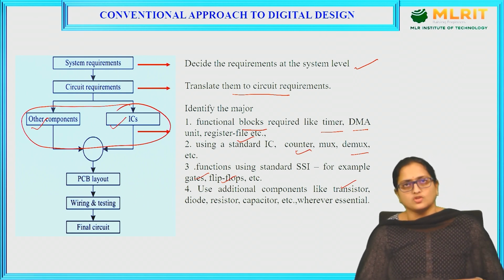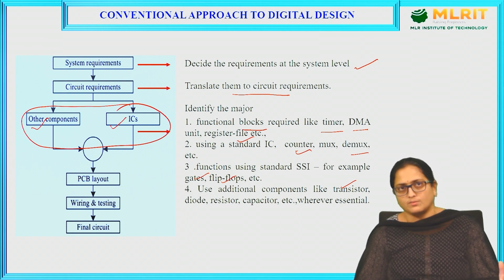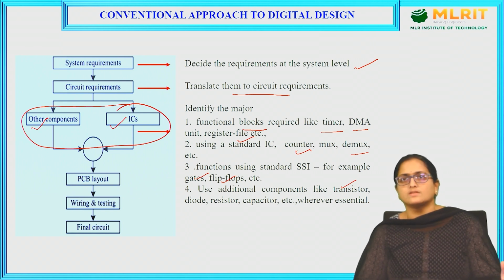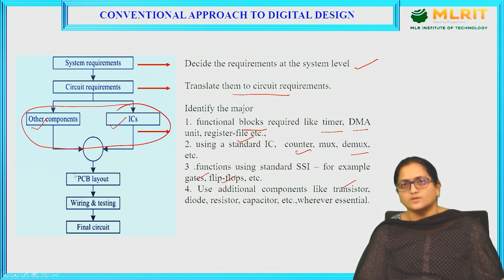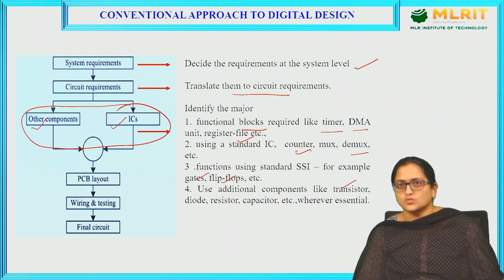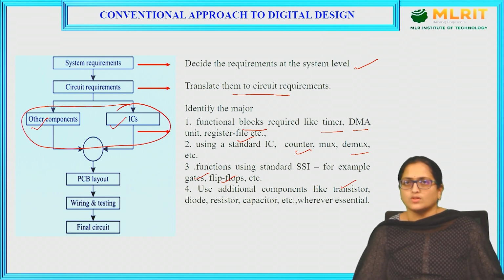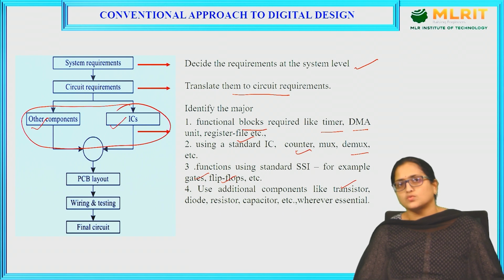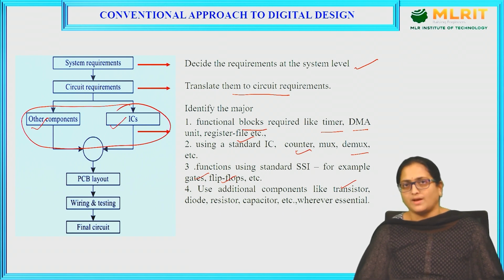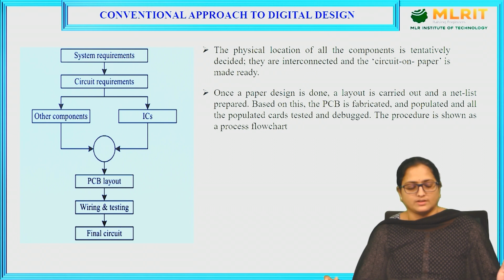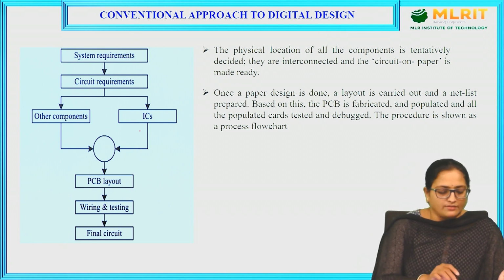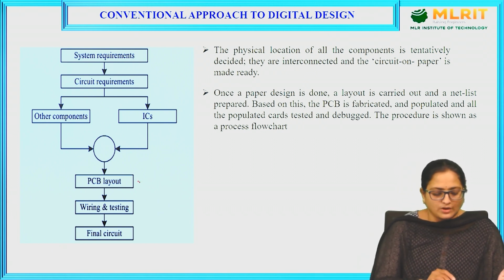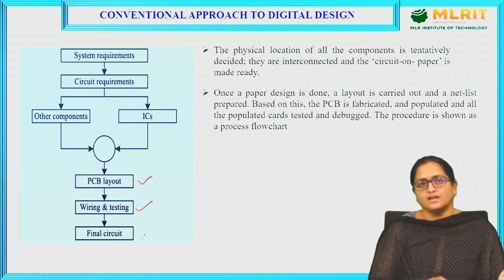So the conventional approach starts from the system requirement, then it goes with the circuit requirement. Then based on the circuit requirement, either you can choose functional blocks, or you can choose standard ICs, or you can use small scale integrated circuits, or you can choose transistors or active and passive components based on the circuit requirement. After choosing all the components, then we'll go with the PCB layout, wiring and testing, and final circuit.